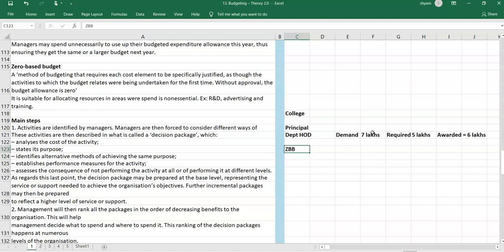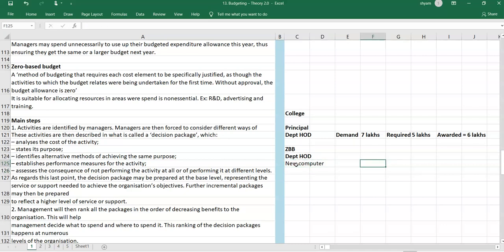In ZBB, zero based budgeting, the department HOD has to submit a budget. He has to give a breakup for all the 7 lakhs that he is demanding. So it could be, for example, for new computers to be bought, new computers. I think the computer spelling is a mistake.